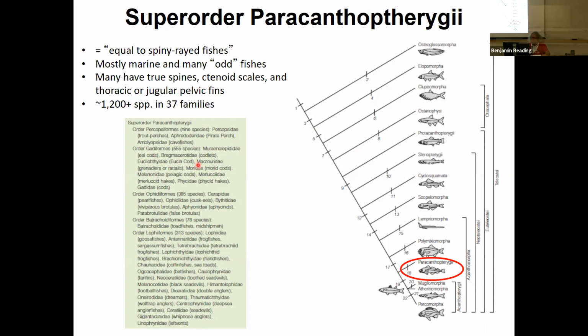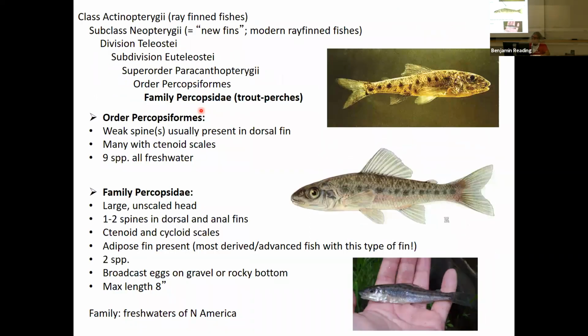So this is, as a group, what we're looking at. About 1,200 species, 37 families, and we're going to talk about a few key families today. So the first family here is family Percopsidae, the trout perches.